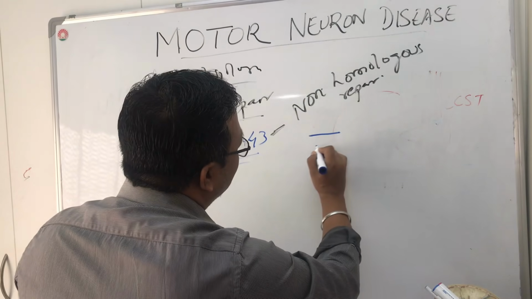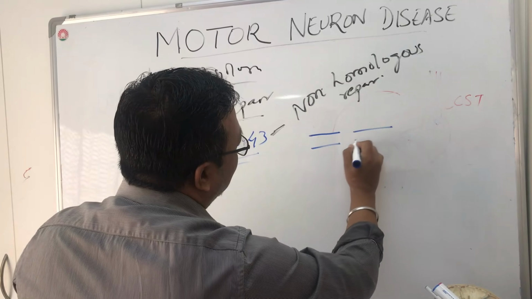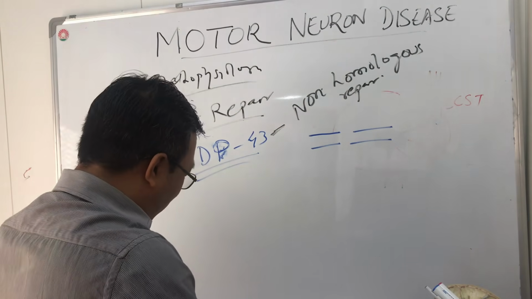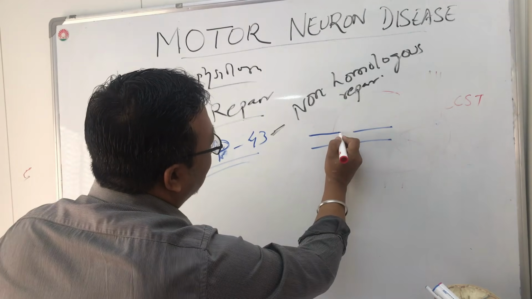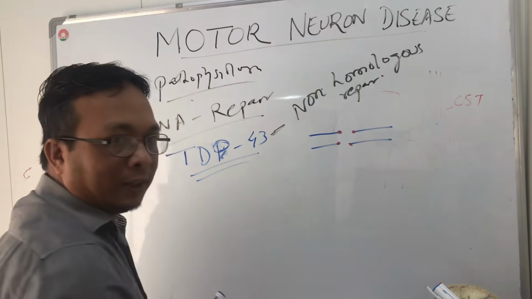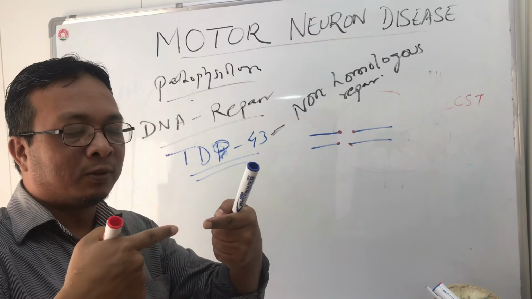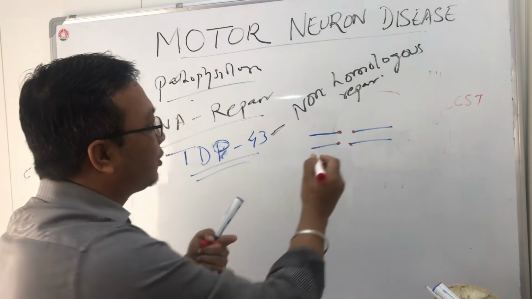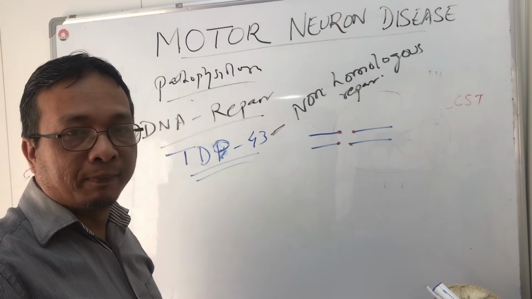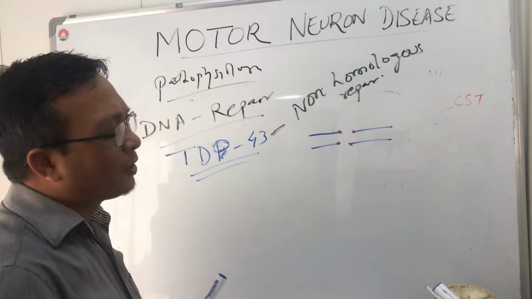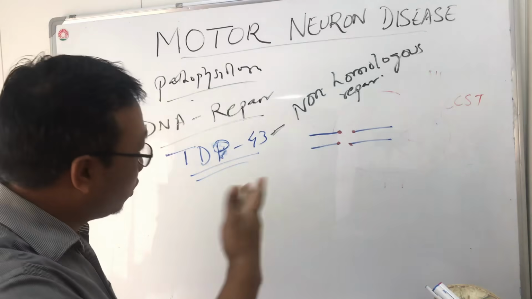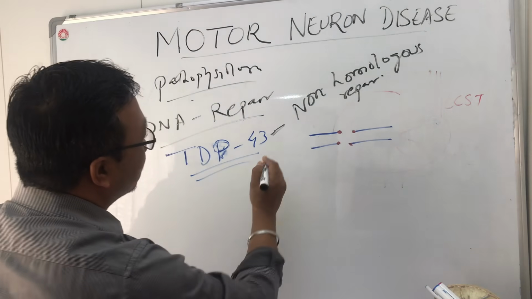When the double strand of the DNA breaks, one way is that you can just ligate it. We stitch it, end-to-end stitching. This is called non-homologous repair. But the main disadvantage is that much information is lost in this kind. The most common variety is the homologous repair.